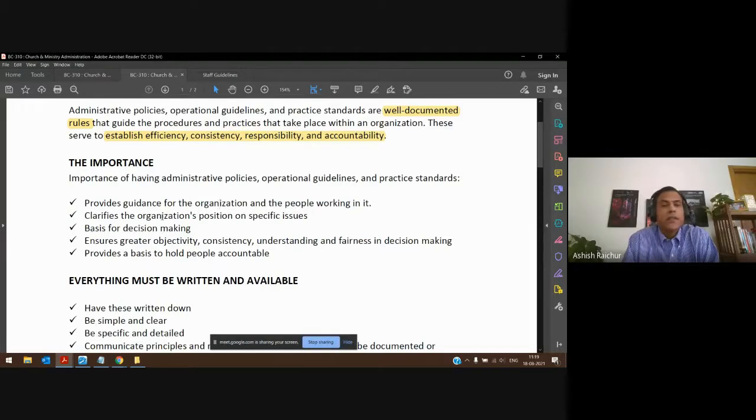It also clarifies the organization's position on specific issues. What does your organization stand for on certain matters? And what will its position be? Here's another situation. In the early days, and I'm sharing all these practical things so you'll understand that you have to make certain policy decisions.